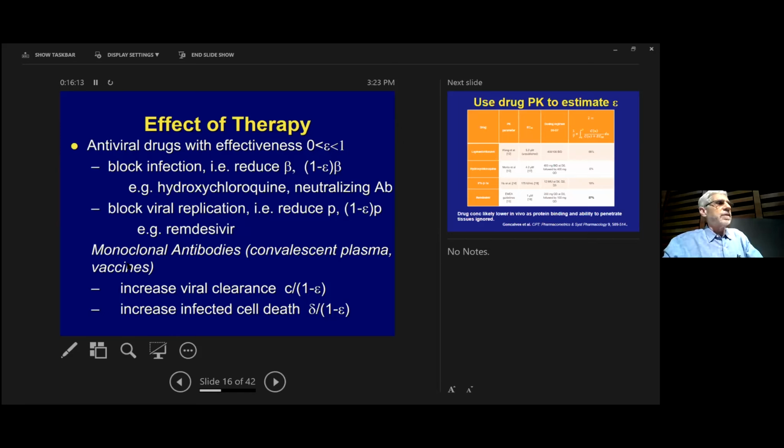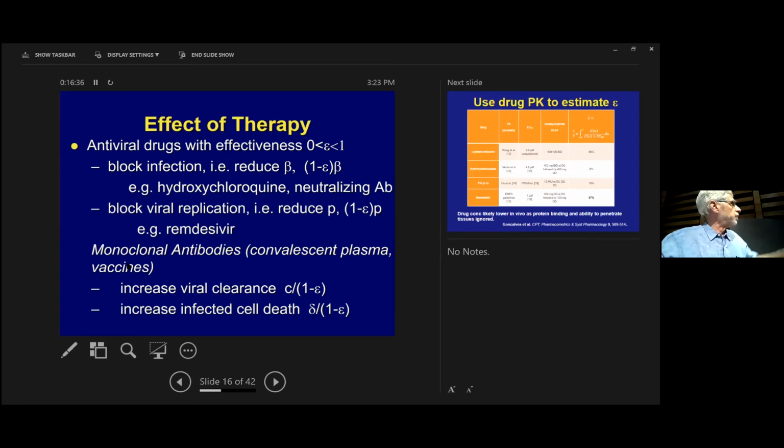So we say, in fact, effectiveness of a drug or therapy goes between 0 and 1. 0 means it has no effect. 1 means it's 100% effective. And for example, if we have a drug like a neutralizing antibody or hydroxychloroquine, which was thought to block infection, we just take the infection rate data and we multiply it by 1 minus epsilon. So if the drug's 100% effective, the infection rate goes to 0.